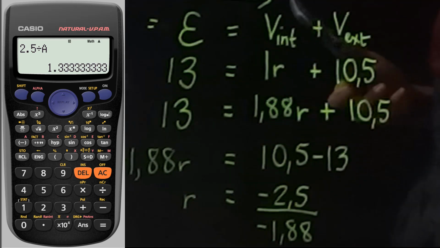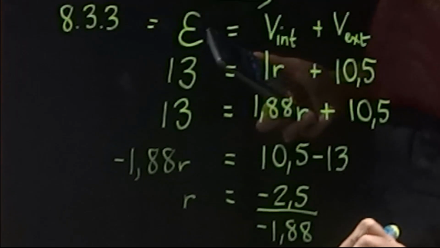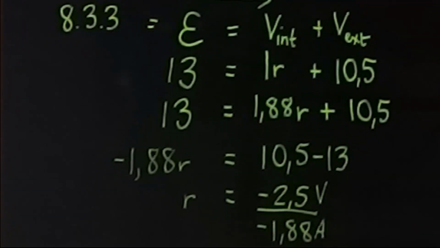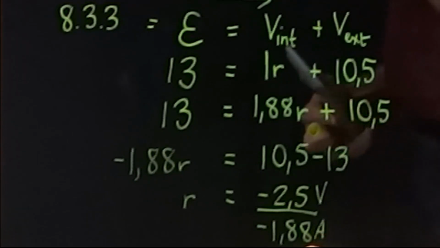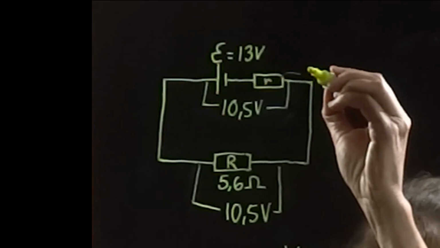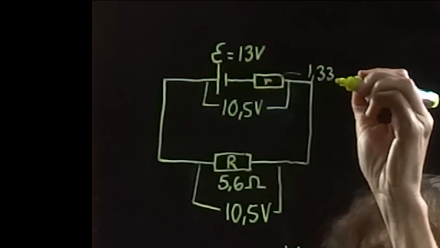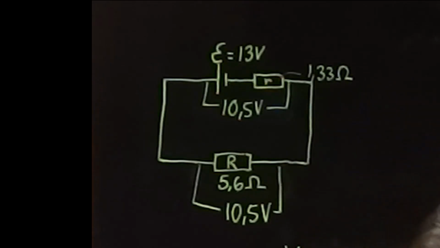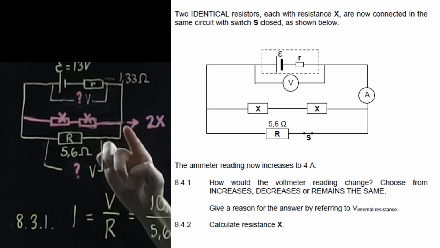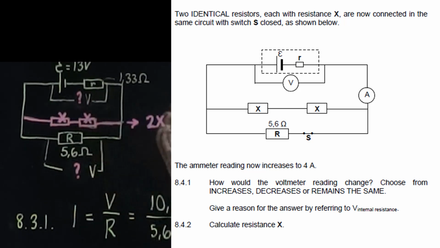We're speaking about battery internal resistance. What is its unit? Ohms, because this was volts divided by amperes. Volts divided by amperes is ohms. So now we have the value of that internal resistance. It is 1,33 ohms.